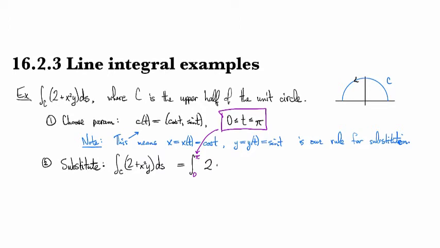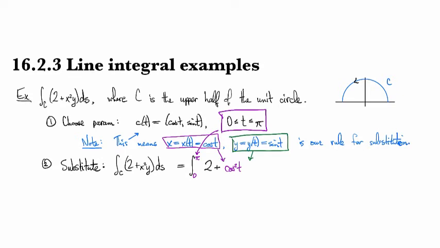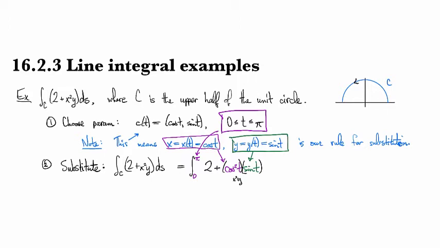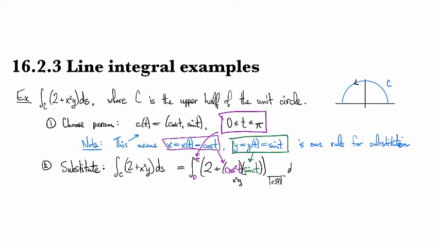And then we've got 2 plus, and then we look to our x. Here's our x. And then we look to our y. Here's our y. So this is our new and improved version of x squared y. And then this is going to be with respect to arc length. So this whole thing now is going to be multiplied by ds, which is right here, the magnitude of c prime of t dt.